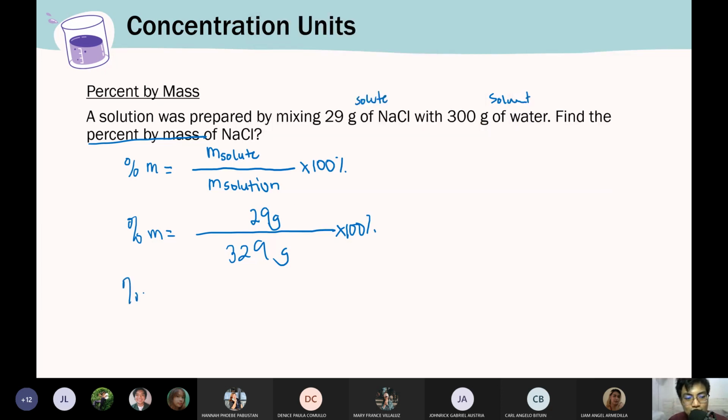Okay? So, percent by mass of NaCl, because that's the question. So, it is 8.81% NaCl. In our body, there are three, right? Isotonic, hypotonic, hypertonic. When isotonic, I think it's 0.9% NaCl. Am I right?